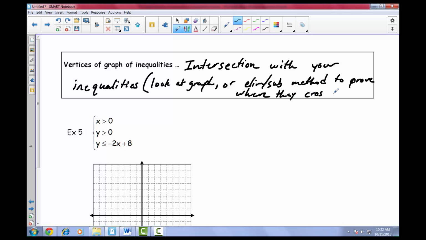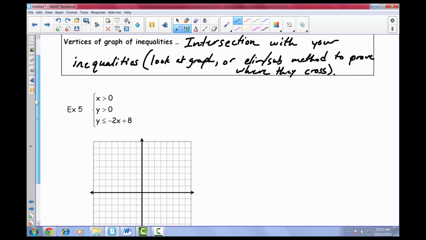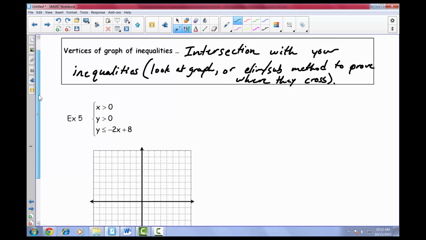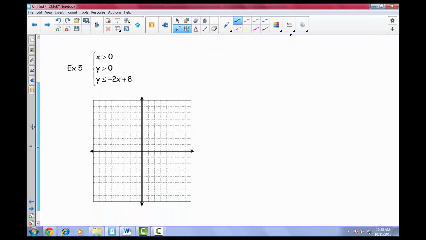And these vertices actually have a profound impact. In fact, we'll be talking about that when we start getting into linear programming, which is the next section. All right, so vertices are really important in terms of the applications that we'll soon be looking at. And as a result, right now we're just going to look, as a preview, at how to find them and where they're located.